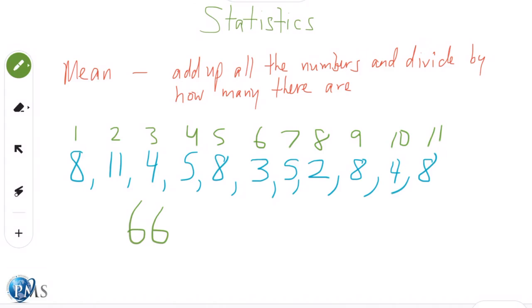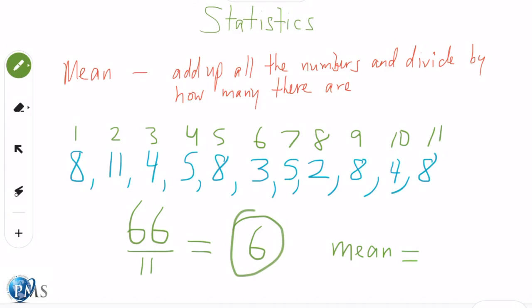Okay, so we added them all up already. We got 66. And now we have to divide by how many there were, which was 11. And when we do that on our calculator, we're going to get 6. So the mean of this set of data is 6. And the mean, just as a little side note, is also known as the average. Sometimes you'll see it called the average. Sometimes you'll see it called the mean. It's the same thing. Just add them all up and divide by how many there are.